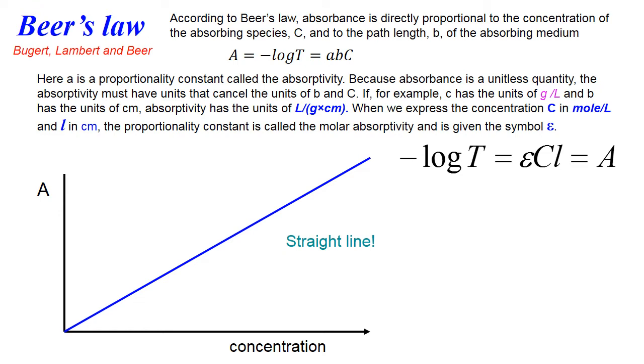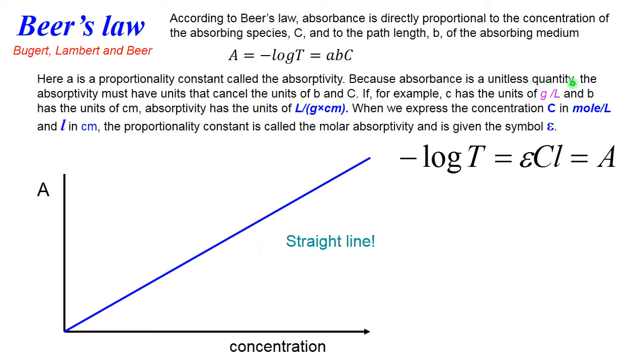Now, Beer's law, not beer. Beer was a German name, so we pronounce it in German. I don't care how you pronounce it, actually. According to Beer's law, absorbance is proportional to the concentration of the absorbing species and to the path length b of the absorbing media. A is minus log T, equal to a times b times c, where b is the thickness of the cuvette and c is the concentration. a is a proportionality constant called absorptivity.